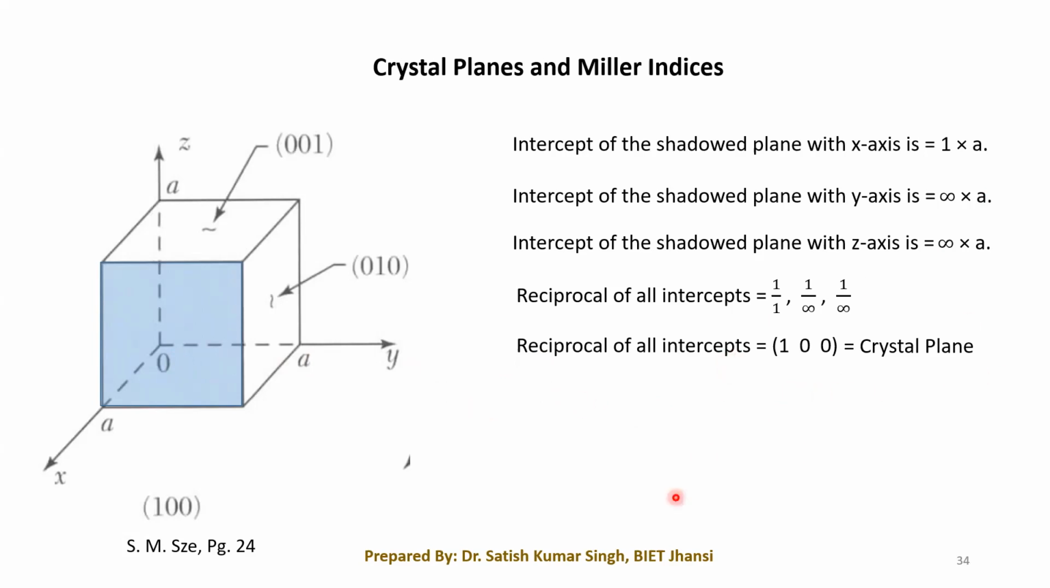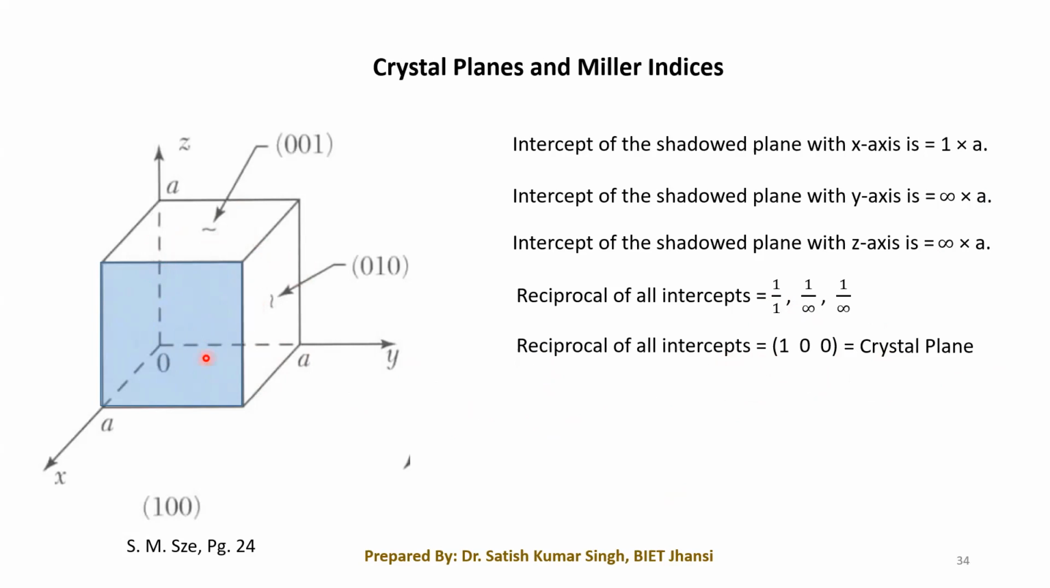Now, one more thing that we have to consider here is that for this particular shadowed plane, we have calculated its Miller indices notation, and that is the 100 plane. Now, what we can see is because of the cubic symmetry, fine.